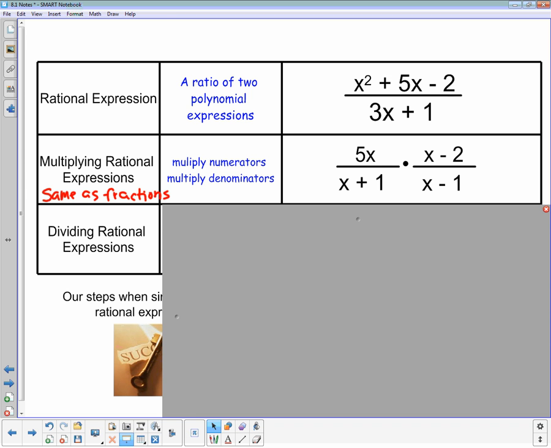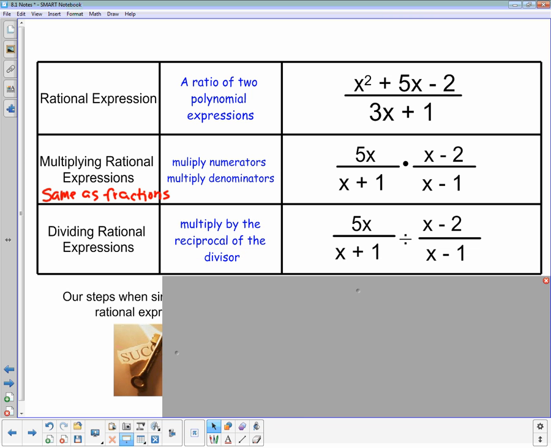Dividing rational expressions means that I need to multiply by the reciprocal of the divisor. This is, again, the same as fractions. And what happens when we divide these things is we're going to keep the first one, change division to multiplication, and then flip the second one.